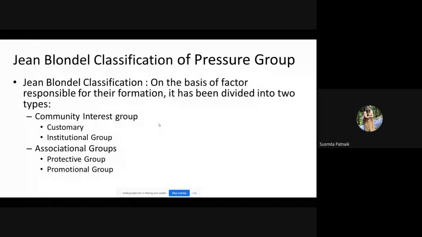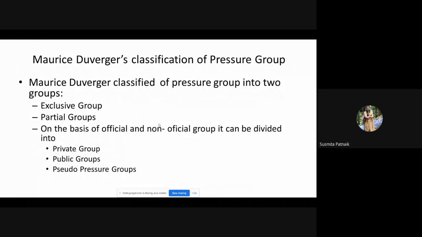Then the grouping is done depending upon two questions. One is whether the groups putting pressure are called pressure groups or not, and whether pressure groups are official groups or non-official groups. Depending upon them, the groups have been divided into these types: exclusive, partial. On the basis of the second question, they have been divided into private, public and schedule.